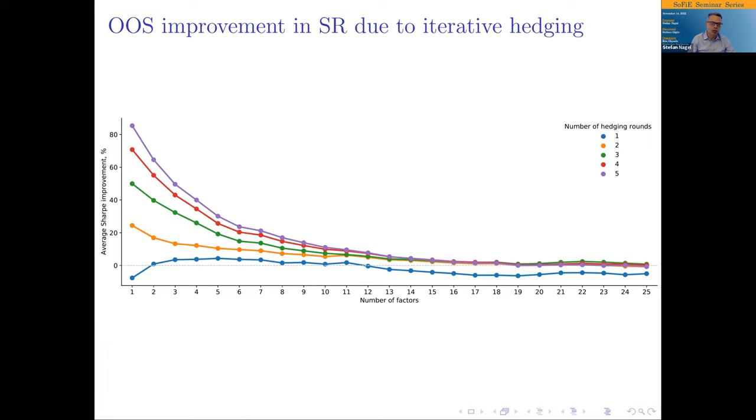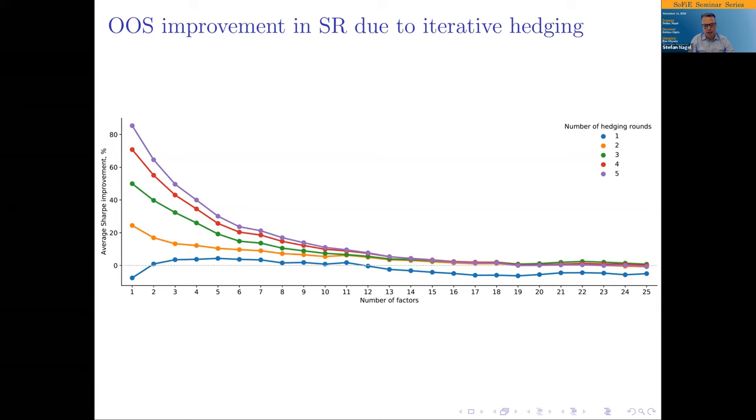But then if you give your factor model more factors, so you go to the right in that chart, you can see that these improvements from hedging get much smaller. And I think this is consistent with what I told you earlier, which is that if you include a lot of characteristics to begin with in your factor model, it's much more likely that this covariance condition holds and your factors are already mean variance efficient. And I forgot to say this, all of this is out of sample. So this is the Sharpe ratio improvement in the out of sample period.